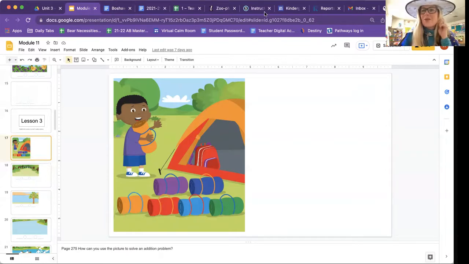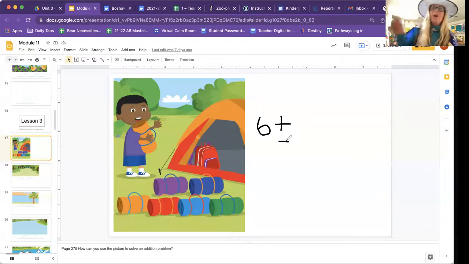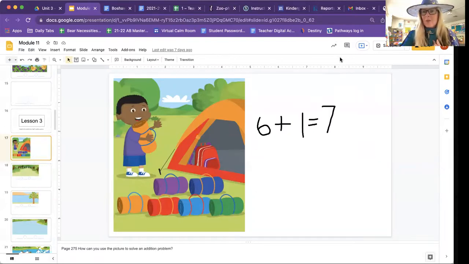What would my equation be? Did we listen for those numbers? Let's listen. Kellen unloaded 6 sleeping bags from the car. Then he found 1 more. Am I going to do a plus or a takeaway? If he had 6 and then he found 1 more, good. We're going to do plus, addition, adding to. How many does he have now? Let's count. 1, 2, 3, 4, 5, 6, 7. 7. That was my addition problem. Maybe you came up with a different story.